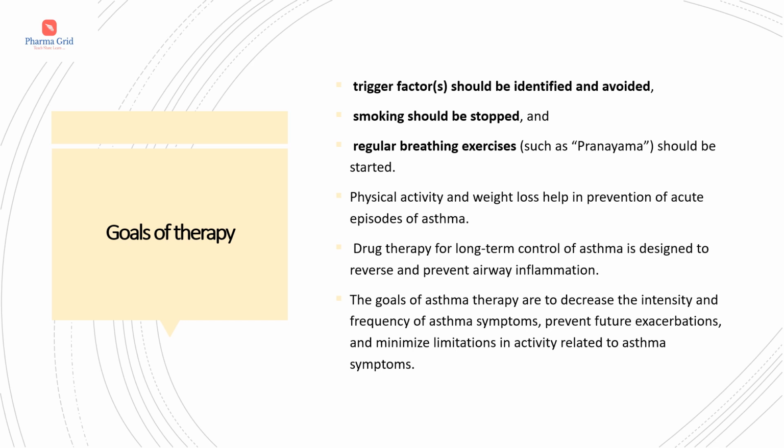Goals of therapy for asthma include, first of all, the triggering factors should be identified and avoided. Then if the patient is a smoker, smoking should be stopped and regular breathing exercises such as pranayama should be started. Physical activity and weight loss help in prevention of acute episodes of asthma. Drug therapy for long-term control of asthma is designed to reverse and prevent airway inflammation. The goals of asthma therapy are to decrease the intensity and frequency of asthma symptoms, prevent future exacerbations, and minimize limitations in activity related to asthma symptoms.